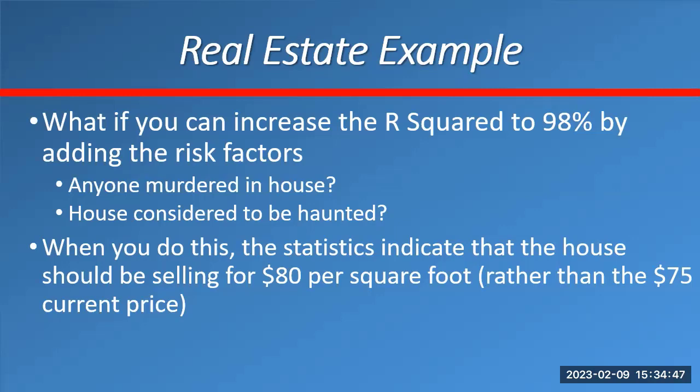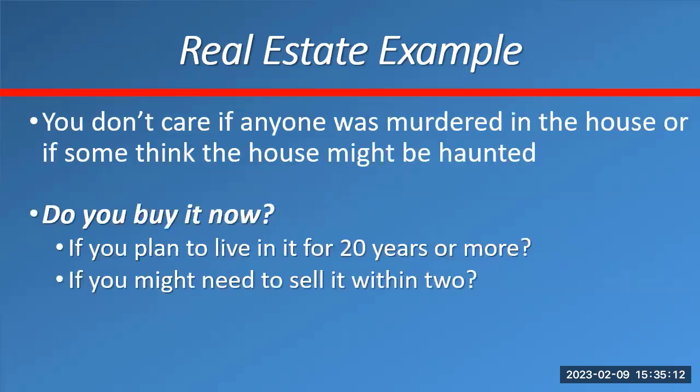So let's think about that. Let's say you want to buy this house for 75. It's really worth 150, but when you adjust for these two things, the model says it's really only worth 80. But these are two things you don't care about. So you got a house you can buy for 75. For the things you care about, it's worth 150. To the things that everybody cares about, it's only worth 80. Do you buy the house now?